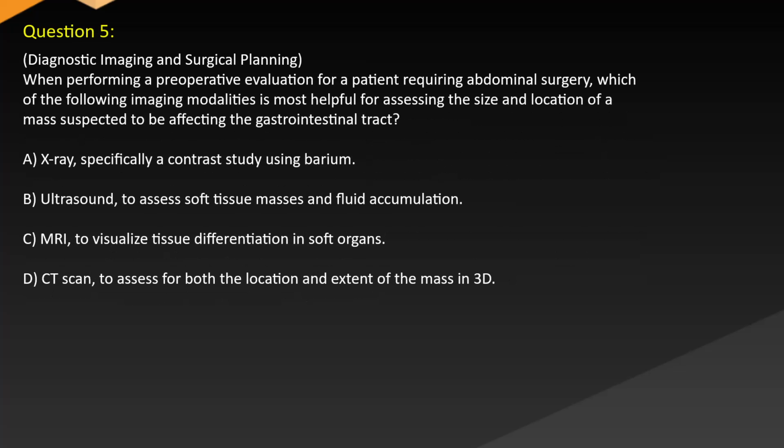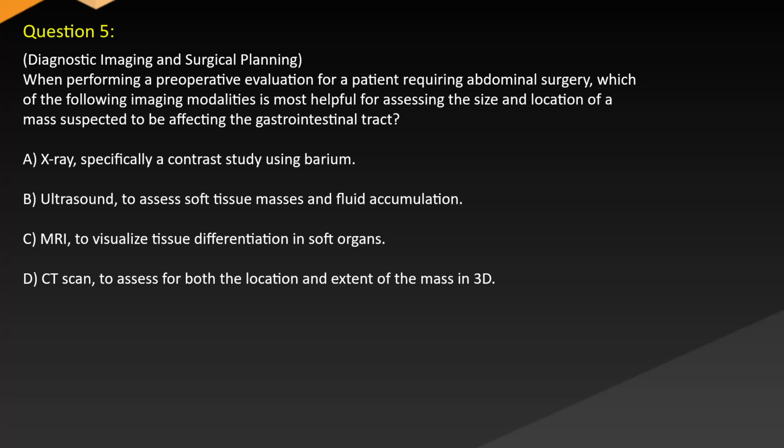Question 5. Diagnostic imaging and surgical planning. When performing a preoperative evaluation for a patient requiring abdominal surgery, which of the following imaging modalities is most helpful for assessing the size and location of a mass suspected to be affecting the gastrointestinal tract?